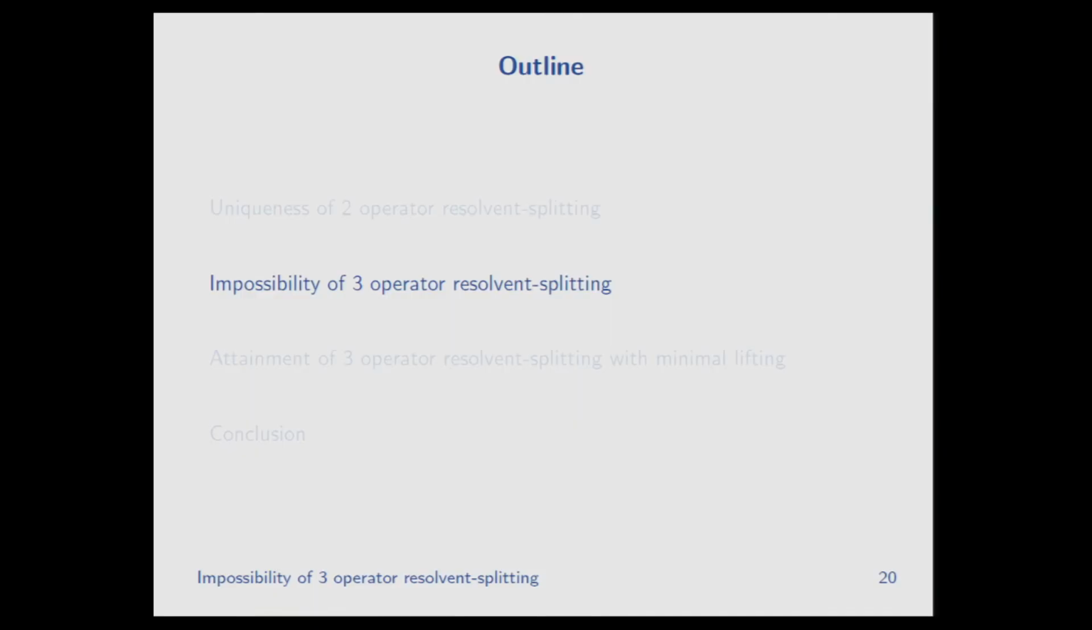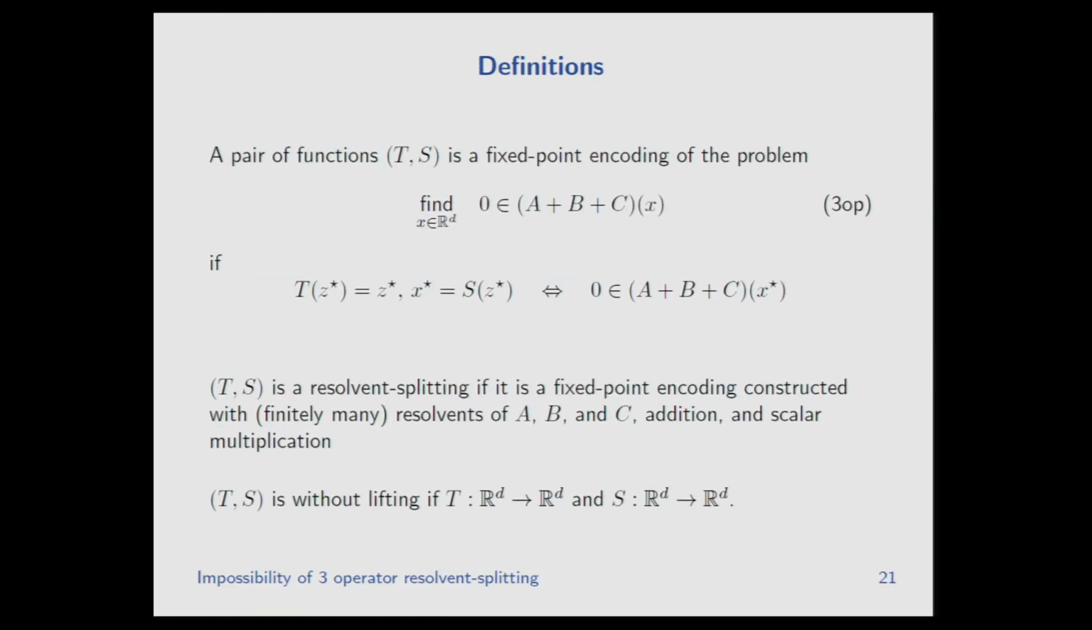OK, I'll move on to the 3-operator setup. So let me just redefine a few things for clarity. Here we have the 3-operator problem, A, B, and C. This is the definition of a fixed point encoding. And TNS, this is a resolvent splitting if we only use finitely many resolvents. Maybe it's possible if you use infinitely many resolvents, but I'm going to rule out that possibility. And TS, this is without lifting if the fixed point iteration mapping is from RD to RD.